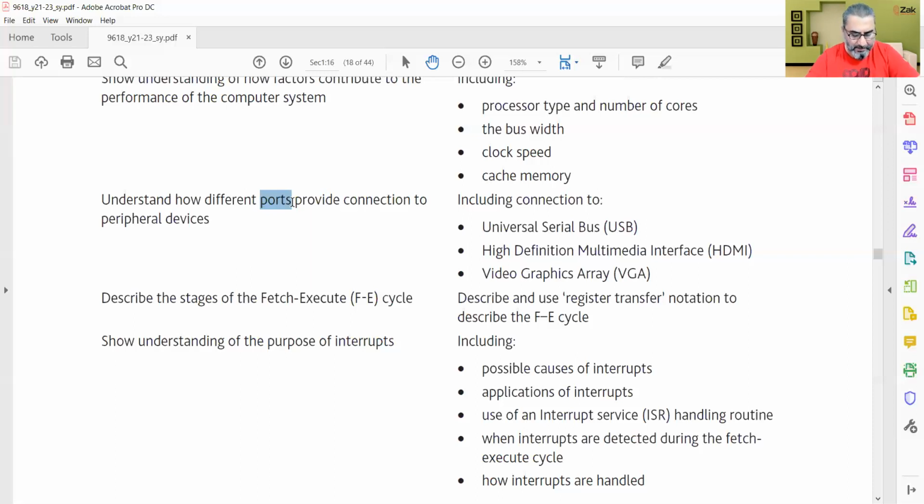You might have seen the HDMI port, the USB-C port. Your computer uses different types of ports, the VGA ports. So let's first discuss the USB port. Universal serial bus port. The universal serial bus is asynchronous serial data transmission. Asynchronous serial data transmission means what?